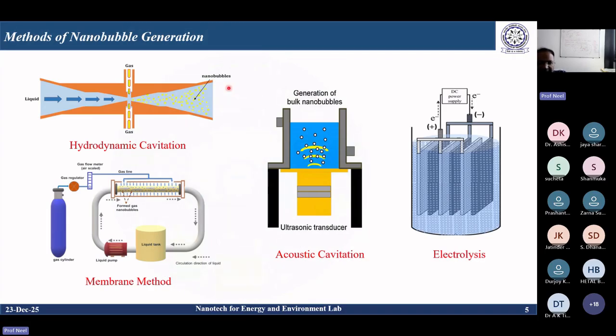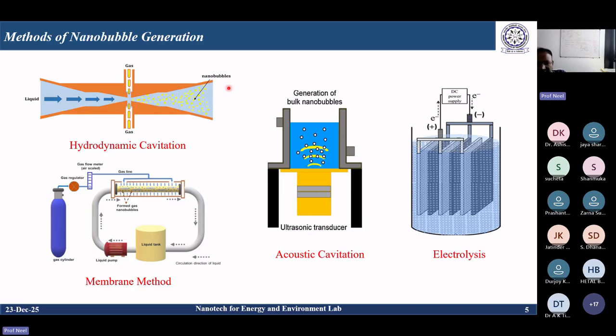Now, of course, I'm talking about properties of nanobubbles. How to generate these bubbles is also an important topic. There are various methods by which one can generate nanobubbles. One method is called hydrodynamic cavitation. The others are acoustic cavitation, electrolysis, and the membrane method.